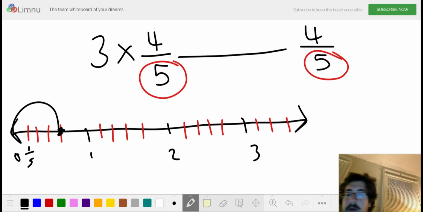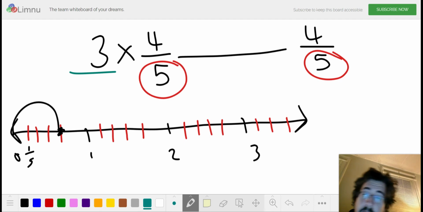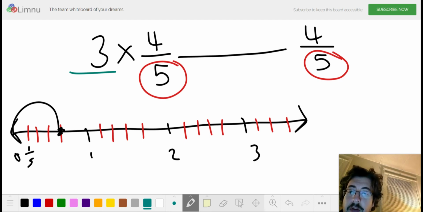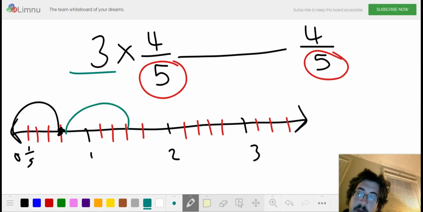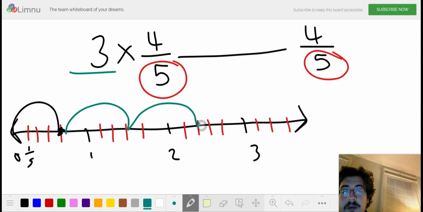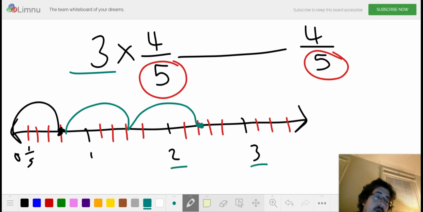But notice that we're multiplying 4/5 by 3. So we're going to want to make 3 of those skips. So I'm going to count out another 4/5. So I got 1, 2, 3. So 4/5 goes to here. So now I have 2 4/5, and then I have to do one more 4/5. And so 4/5 is going to land me over here in between the whole numbers 2 and 3.